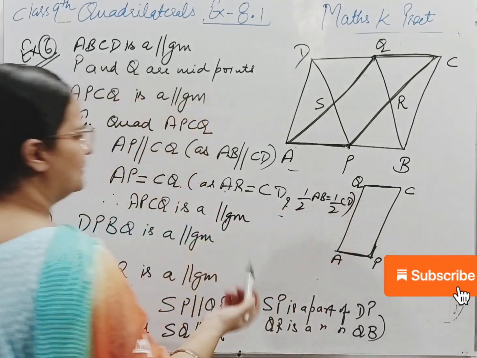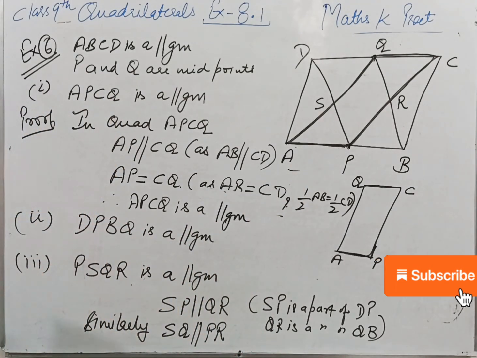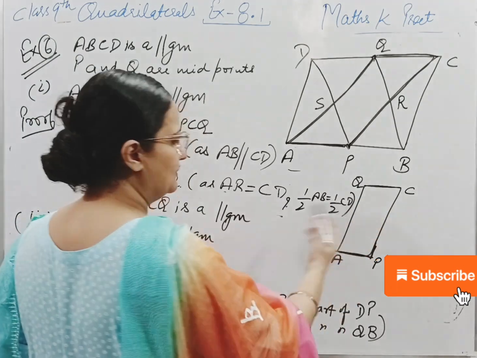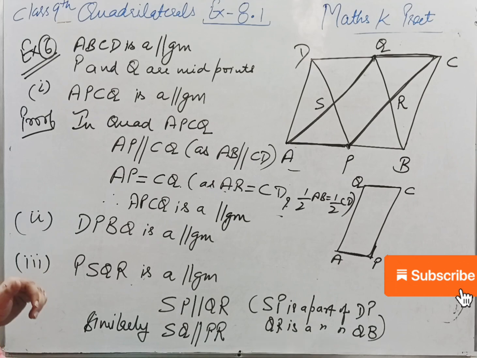A better way to write. So, half of AB is what? AP, and half of CD is what? CQ. So, I have proved one pair of sides parallel and equal to each other of a quadrilateral, then obviously this is forming a parallelogram from theorem 8.8. Therefore, APCQ is a parallelogram.